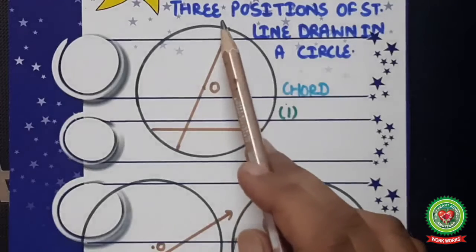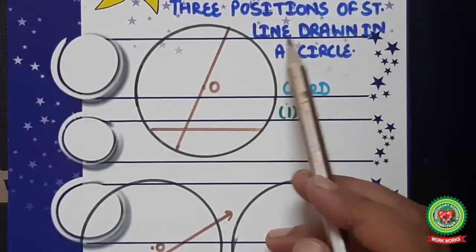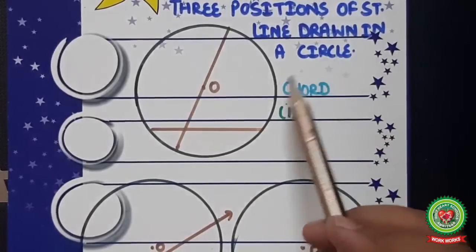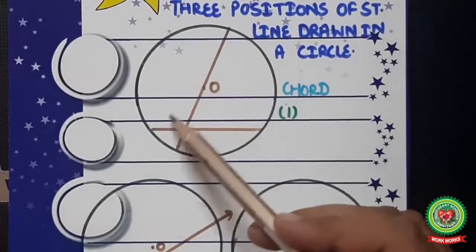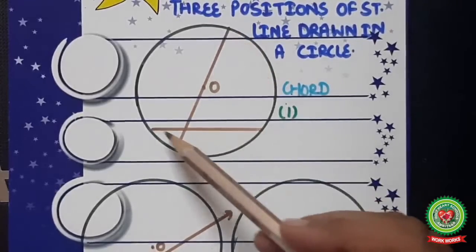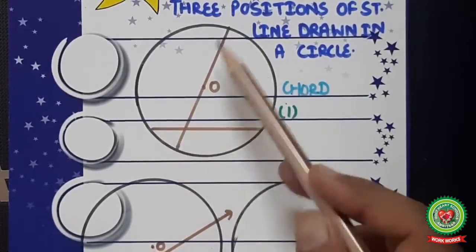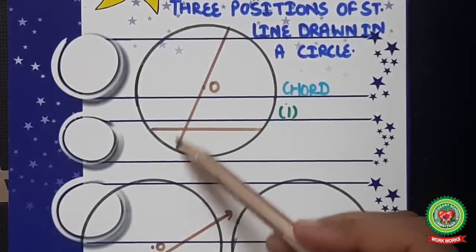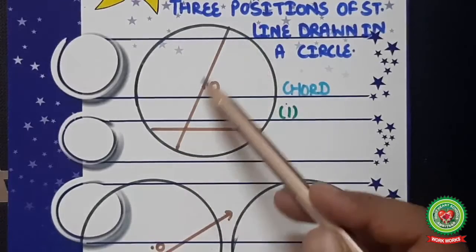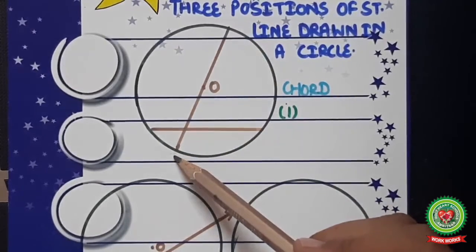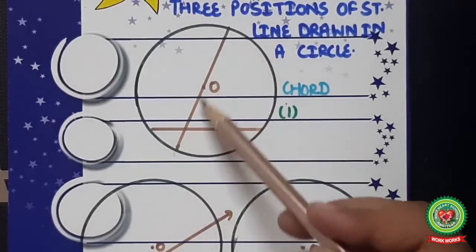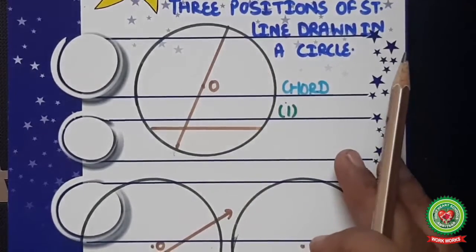Children, there can be 3 positions of straight line drawn in a circle. First is this one. This is a chord. You can see from the figure here I have drawn 2 chords. First is this one, second is this one. The chord which passes through the center is known as the diameter, and we know that diameter is the double of the radius and it is the longest chord. This is the first position.